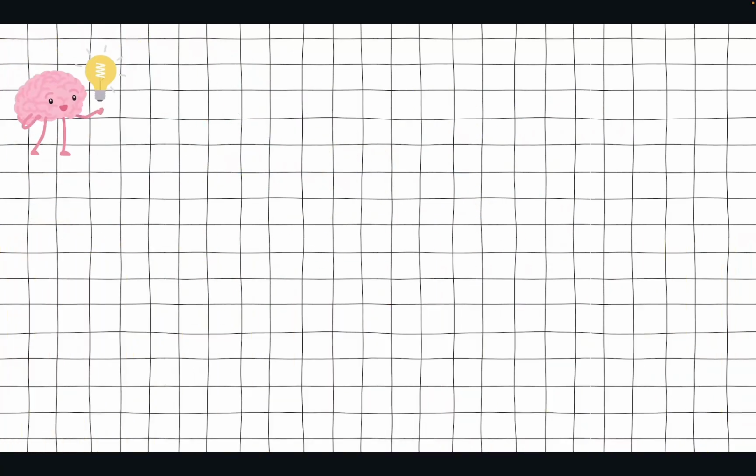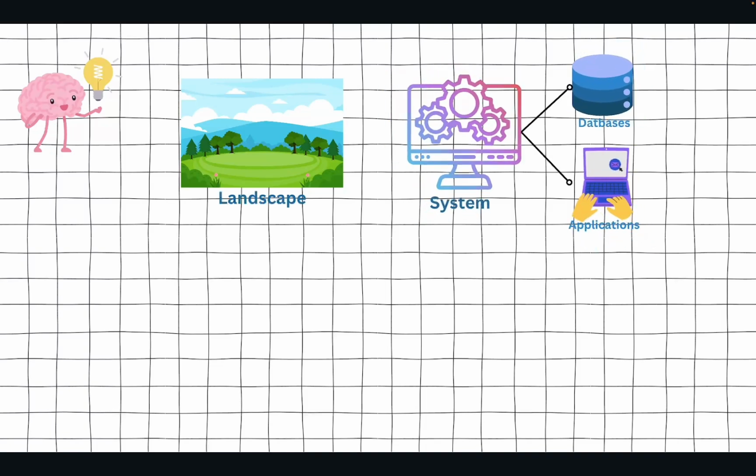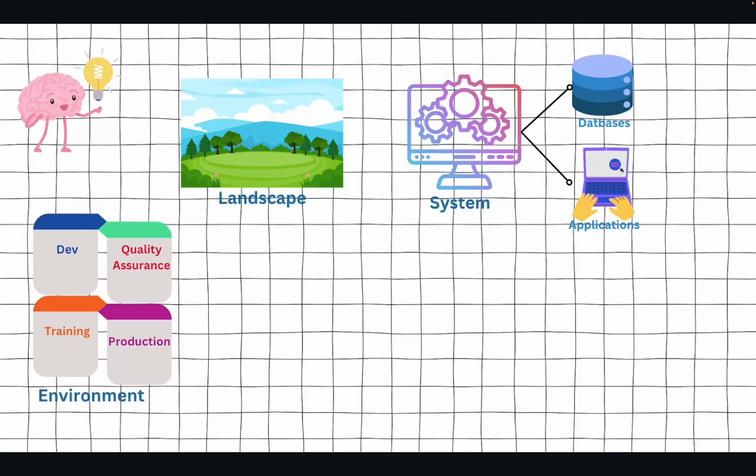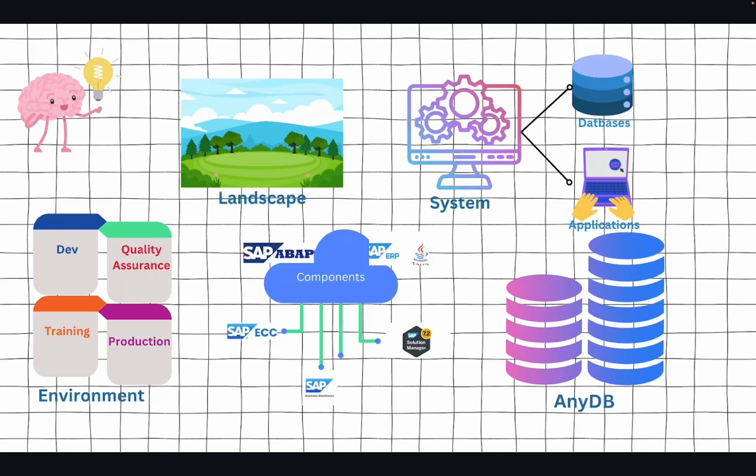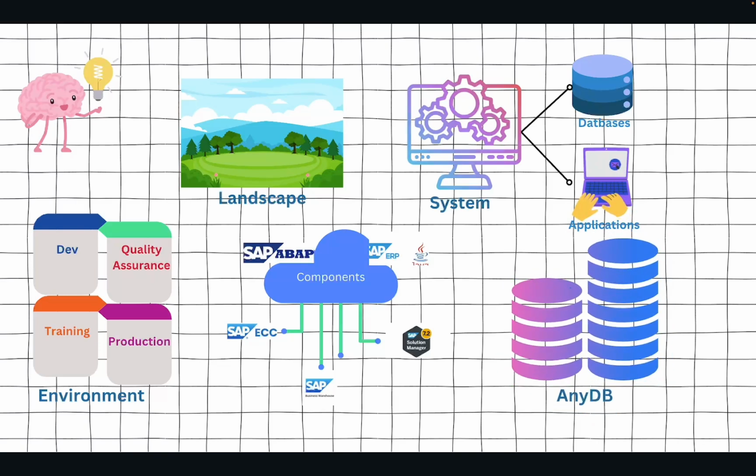Now that we have a high-level understanding of SAP, let's dig in deeper and understand some common terminologies and their meaning. Landscape, systems, environments, components, SAP ABAP or Java components, and AnyDB. Now what are all these? Let us talk about each of these.